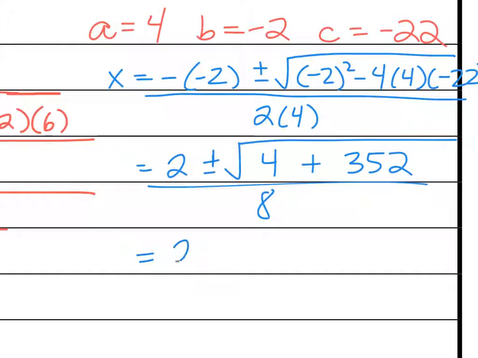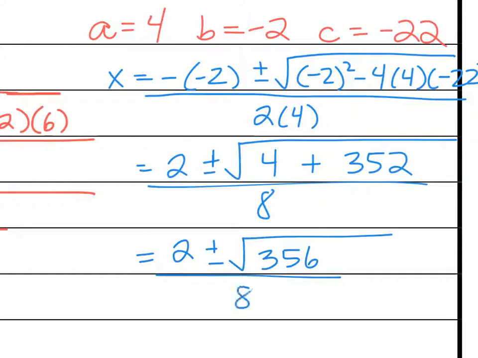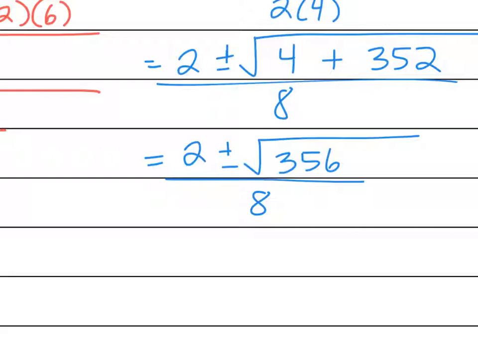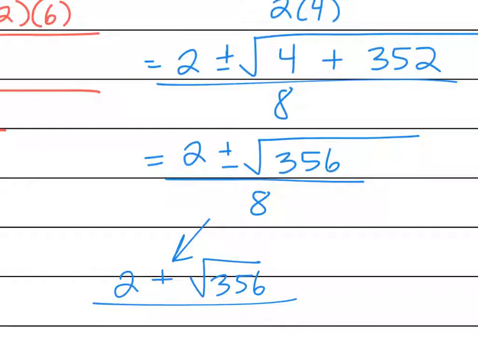This is equal to 2 plus or minus the square root of 356 over 8. And I do not believe that's a perfect square. So what we're going to do, shoot, I didn't give you calculators, did I? Add 2 because that's what... And everyone else, go get a calculator.